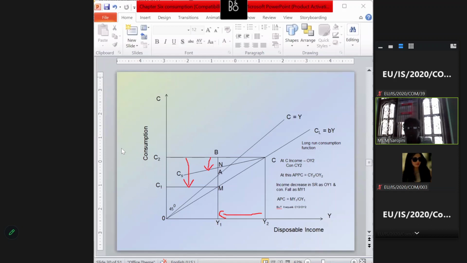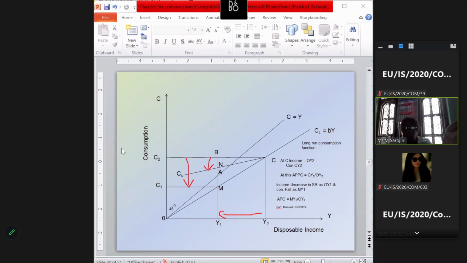And further we can elaborate. Duesenberry's consumption hypothesis indicates that the short-run APC is greater than the long-run APC because their consumption is less, isn't it? You can also observe this using this diagram. Here, when the income decreases from Y2 to Y1, the consumption only decreases from B to N.